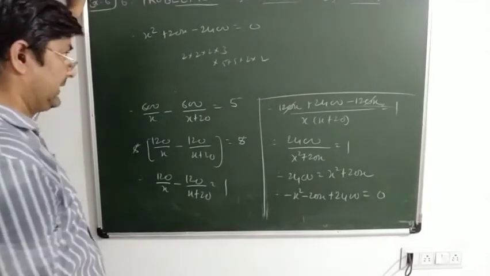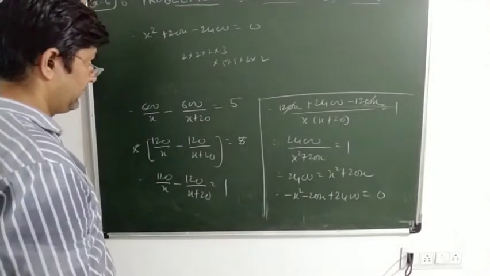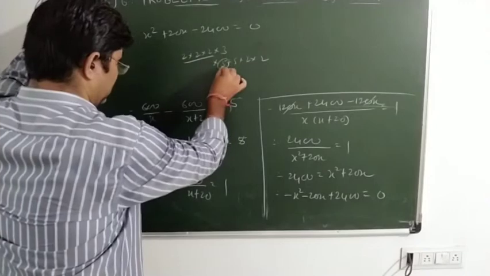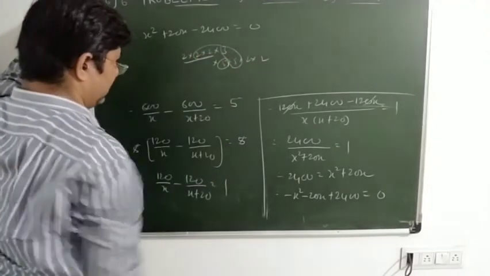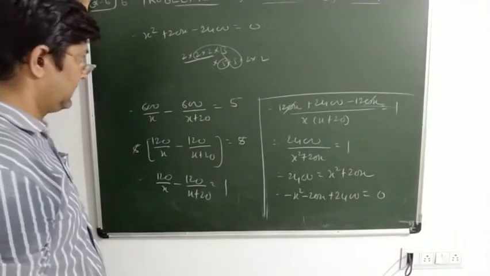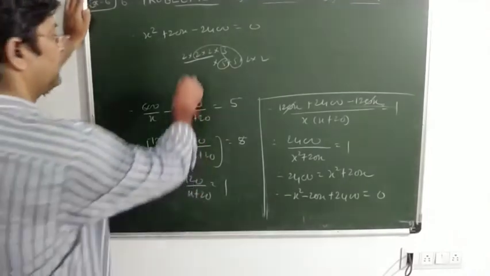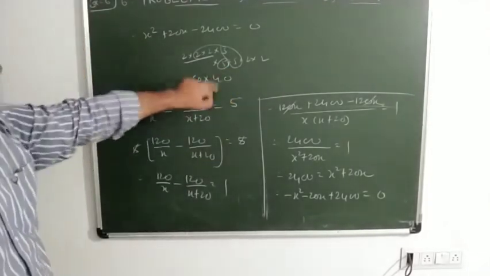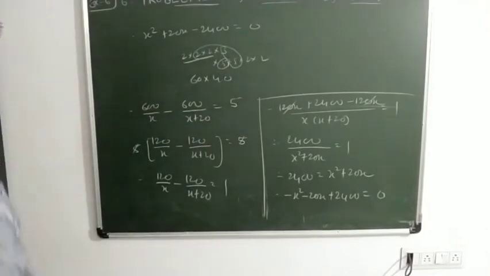Difference must be 20. So 5 5s are 25, or 5 threes are 15, 15, 60. Yes, 60 and 40. Yes or no? 60 into 40. 60 40s are 2400 and 60 minus 40 will be 20.